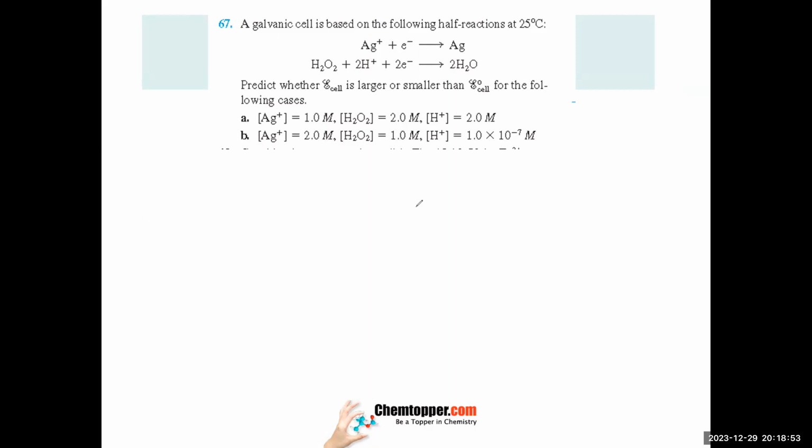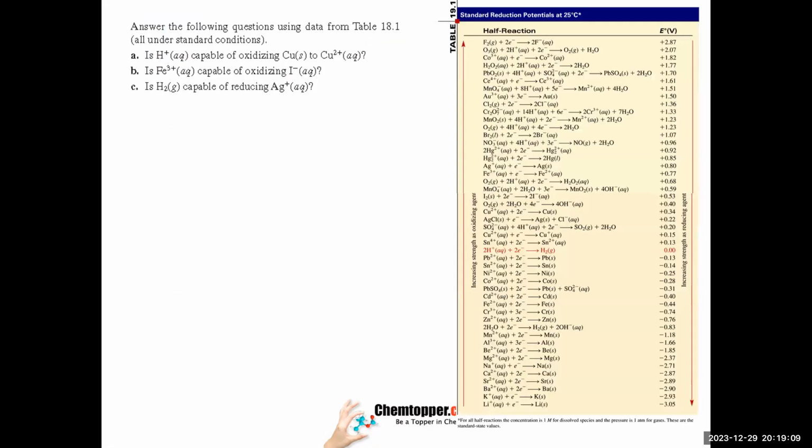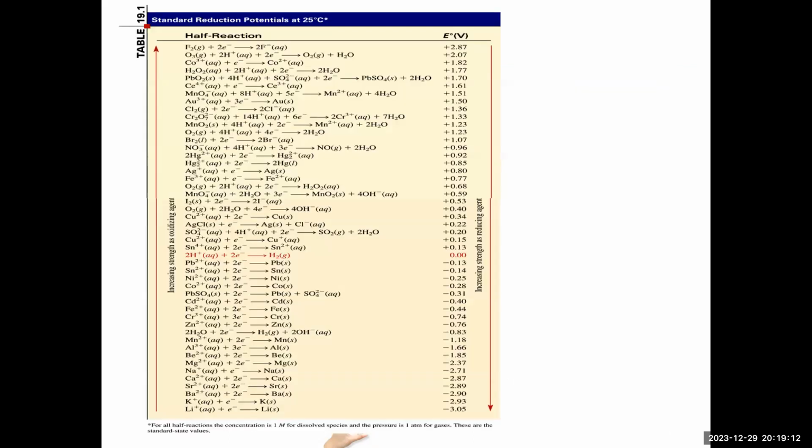First, I need the reduction potentials. Ready for the reduction potentials? Let's go to the reduction potential table here. One equation is this. Please write down the reduction potential for this equation: 0.80. The other equation was with hydrogen peroxide, this one: 1.77. Both the values are positive.